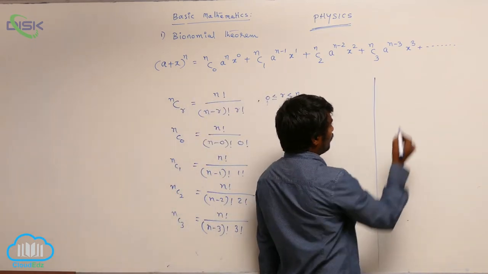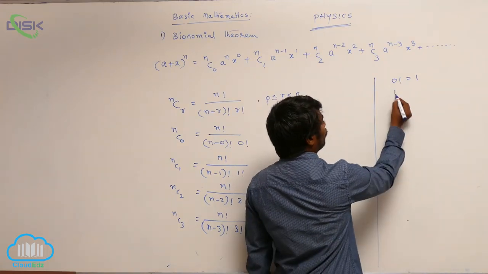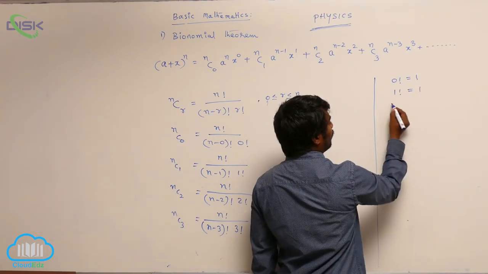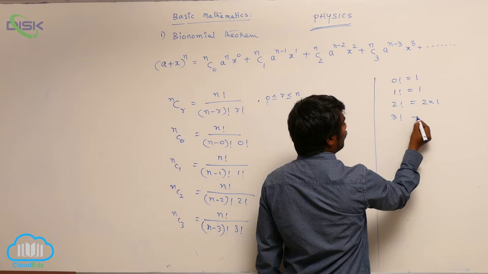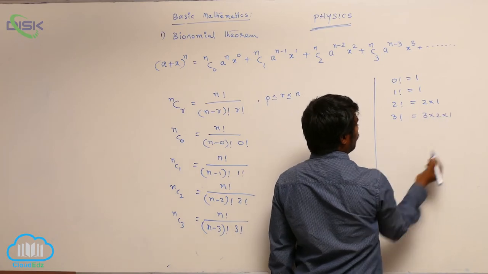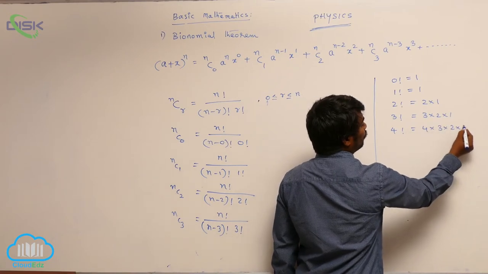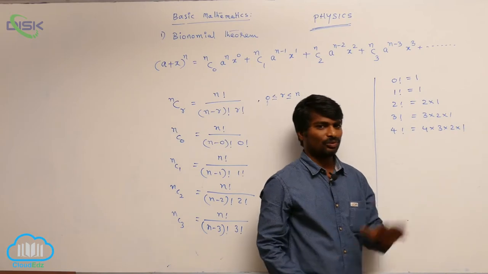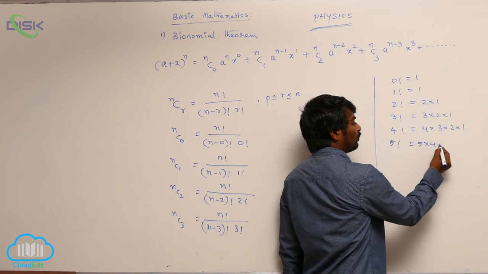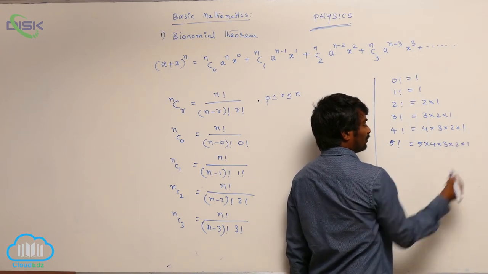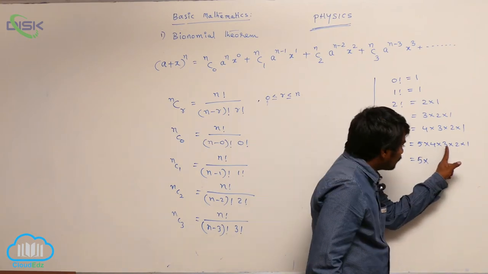Here, if it is 0 factorial, its value is equal to 1. If it is 1 factorial, its value is again 1. If it is 2 factorial, its value is 2 into 1. 3 factorial, 3 into 2 into 1. And 4 factorial, 4 into 3 into 2 into 1. Means start from 4 up to 1. 5 factorial is equal to 5 into 4 into 3 into 2 into 1.